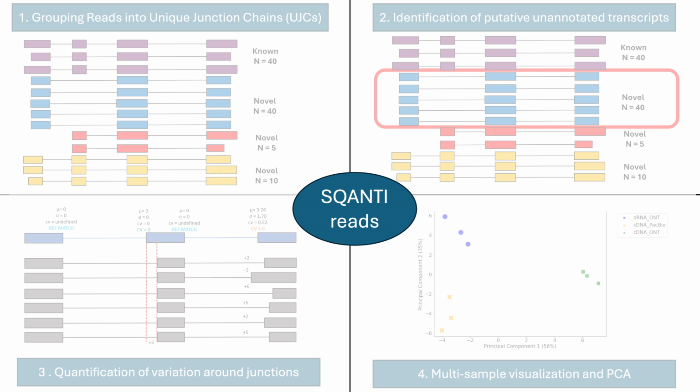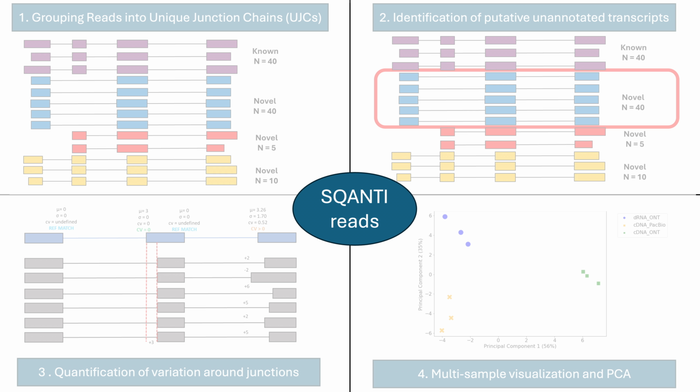Feature 3. SQANTI-reads quantifies the variation around annotated junctions by calculating the distance of each read donor or acceptor from the nearest annotated junction. We then calculate the mean, standard deviation, and coefficient of variation around each annotated junction and classify it as clean or messy based on the calculated coefficient of variation.